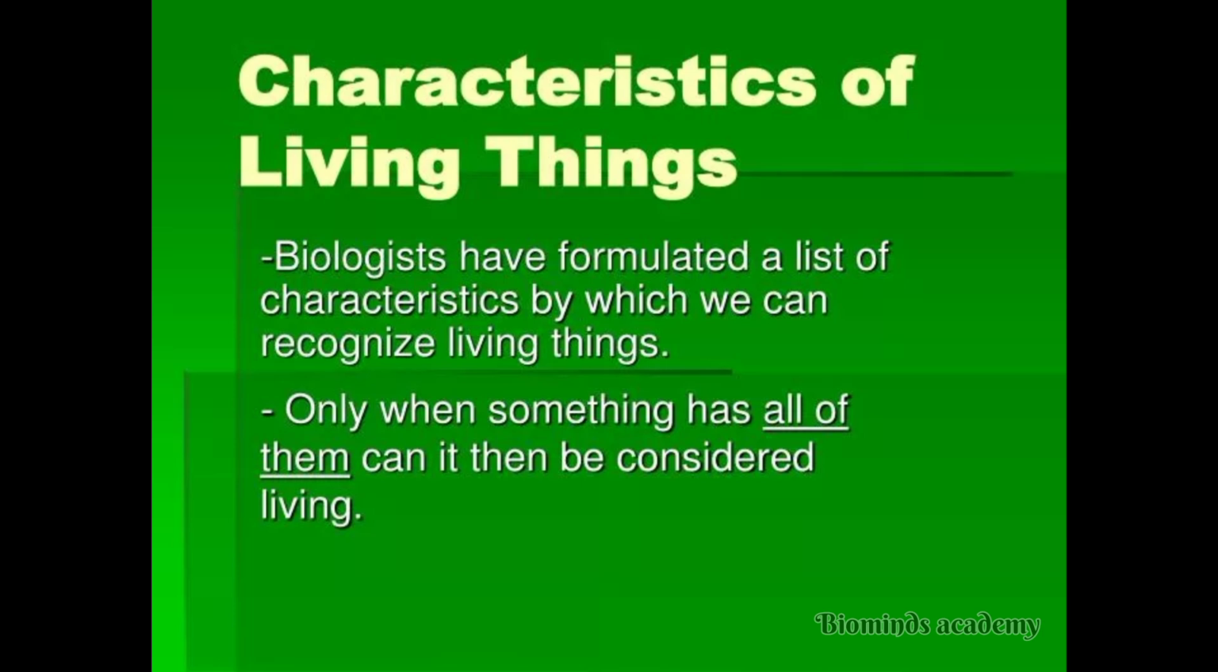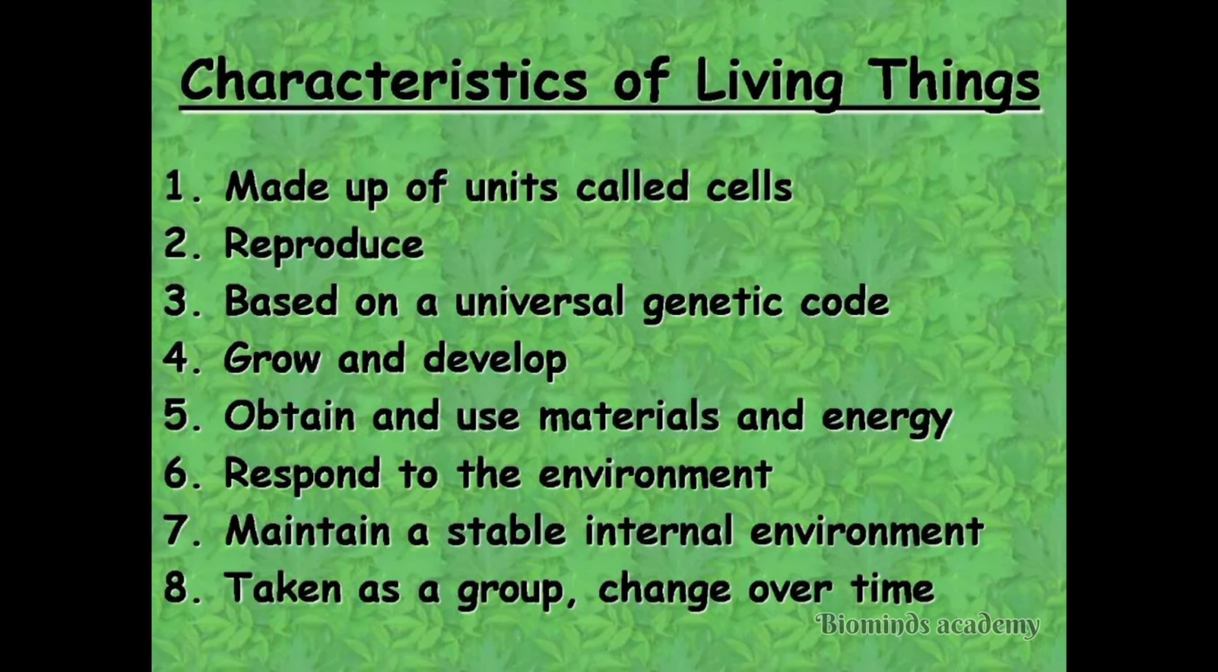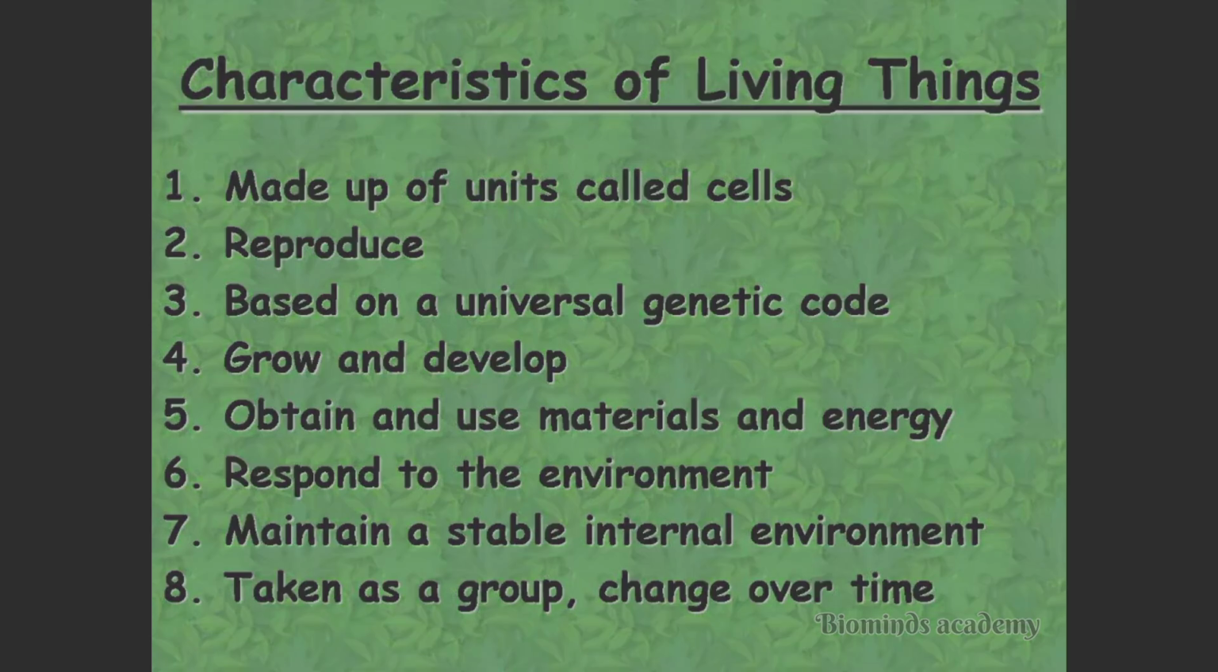Biologists have formulated a list of characteristics by which we can recognize living things from non-living things. Only when something has all of them can it be considered living. The characteristics of living organisms are: the first is that they are made up of units called cells, and the second is reproduction. Third is that they are based on the universal genetic code. Fourth is growth and development. Fifth, they obtain and use materials and energy. The sixth is responding to the environment. The seventh is maintaining a stable internal environment, and the eighth is that, taken as a group, they change over time.